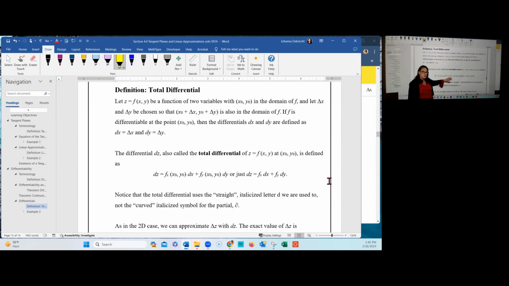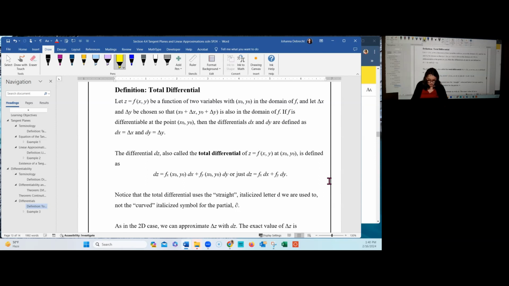dz can be written as the partial with respect to x at the point times the differential dx plus the first partial with respect to y at the point times dy. Or we can leave off the point and simply write f sub x dx plus f sub y dy. Notice that we're not using the partial notation for those differentials. We're using the italicized letter D to represent the ordinary derivative.